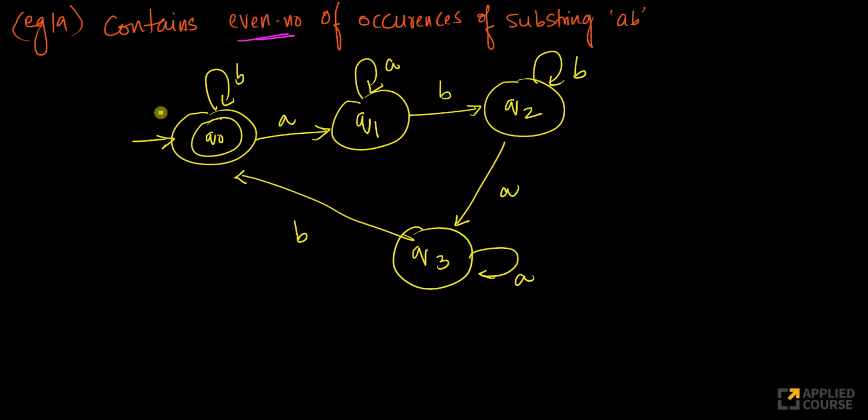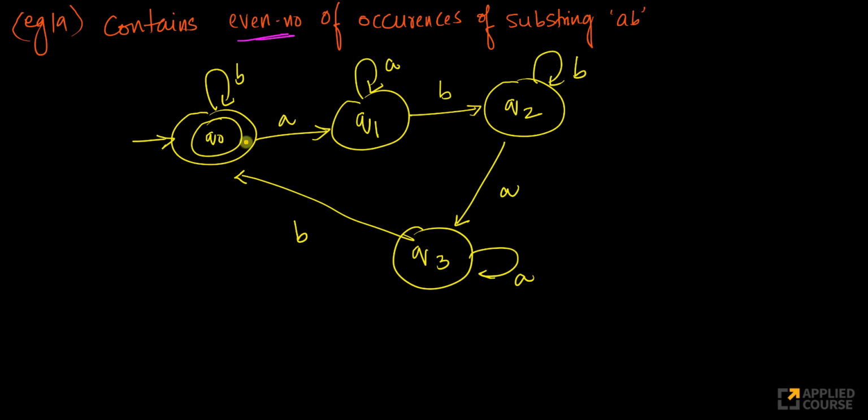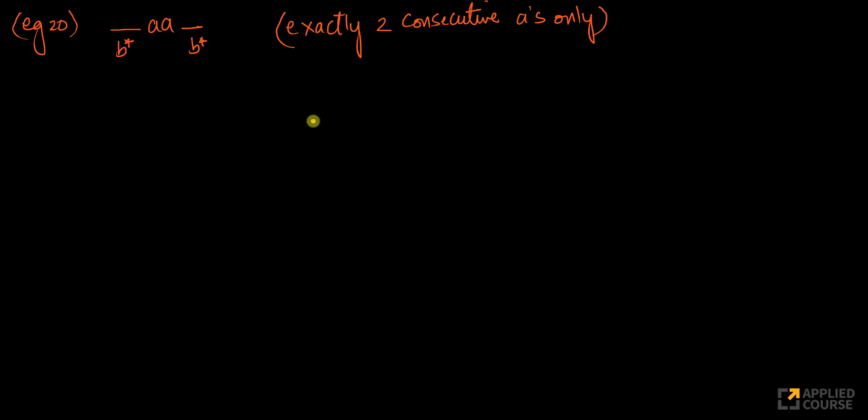So this becomes, again, the same diagram. It's exactly the same thing. Instead of Q2 being the final state, Q0 is the final state, because this is tracking an even number of AB occurrences as substrings. That's it. Very simple. Again, this question is a simple extension to the previous one. Right? So now let's go slightly more complicated.